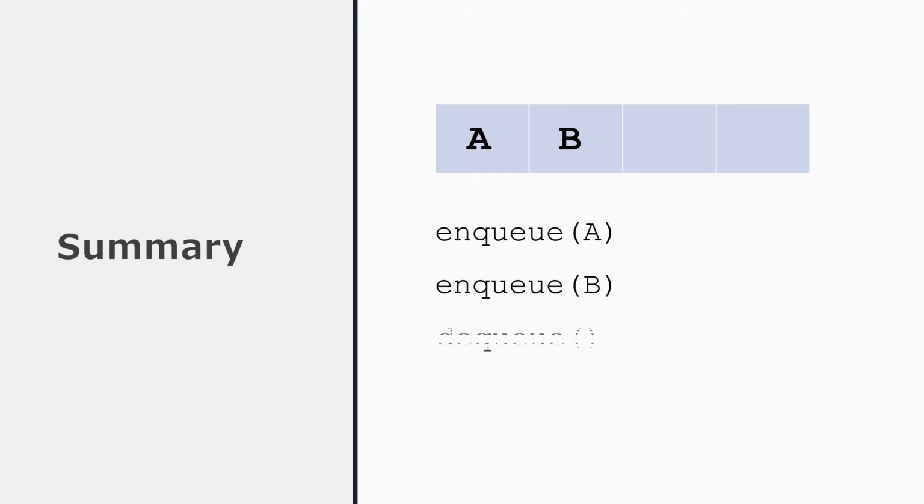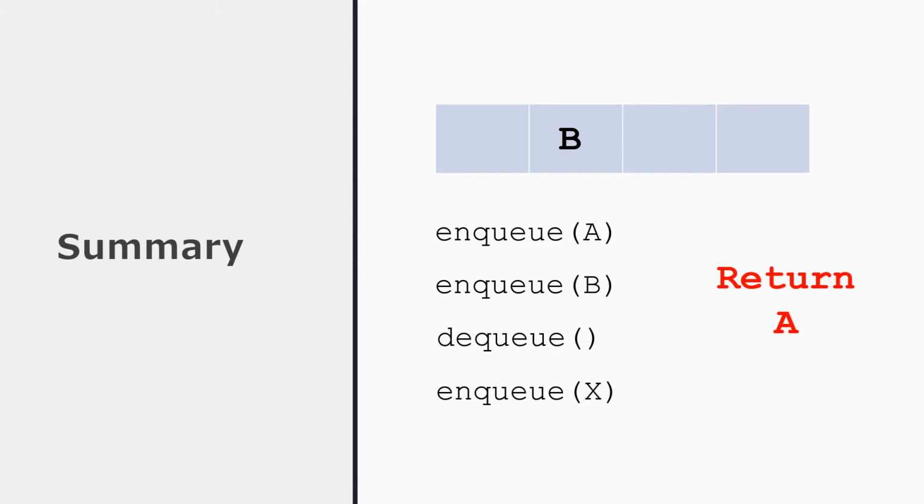Let's go through that entire process to see the queue in action. Enqueue A, enqueue B, dequeue and return that value, and then enqueue X.